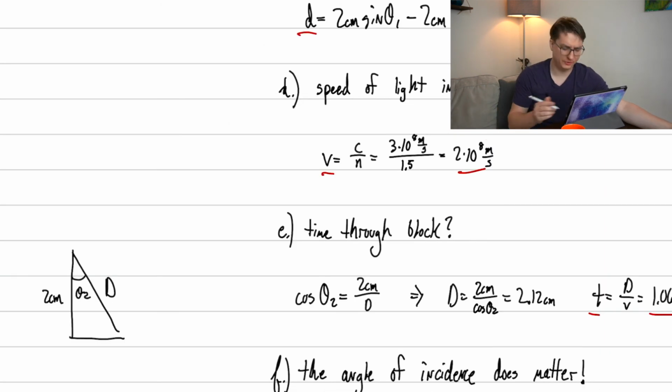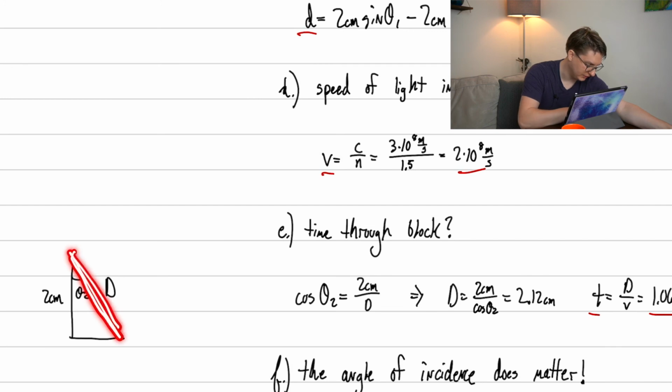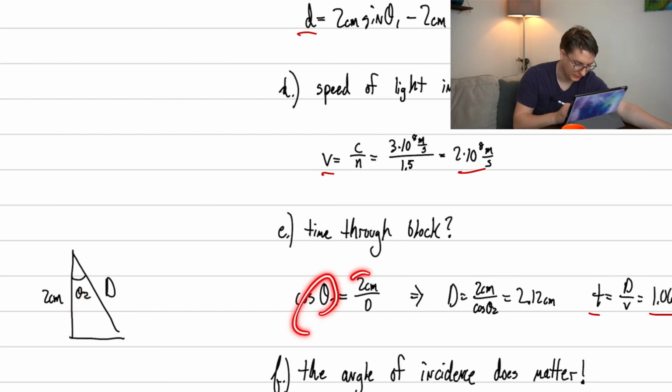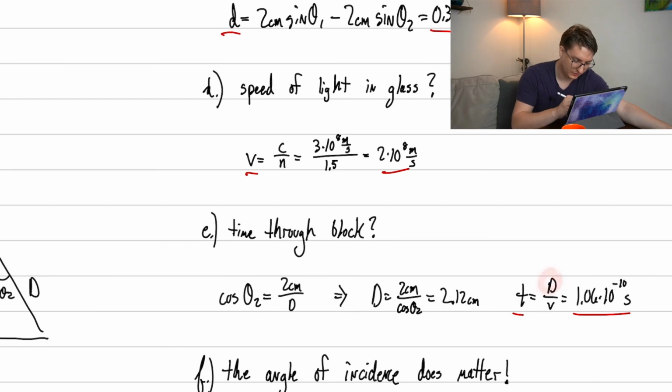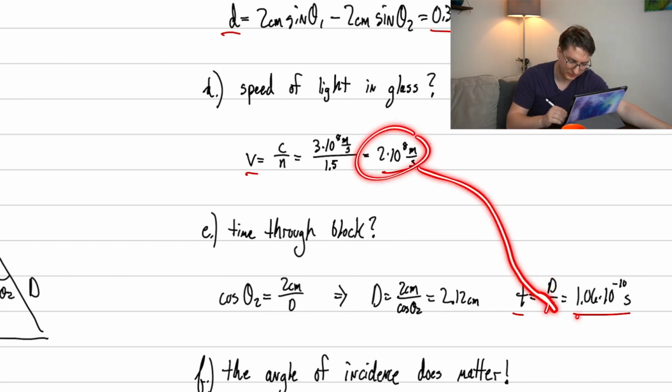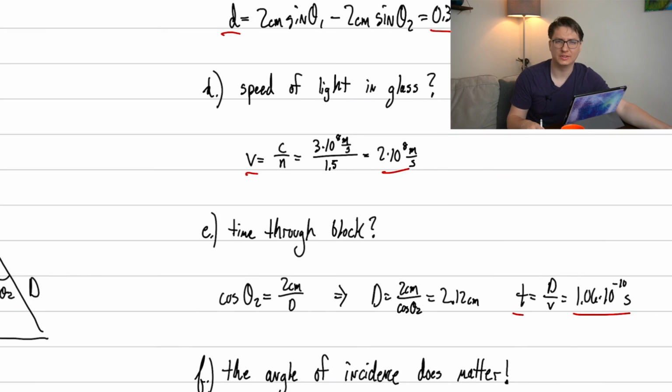So maybe we want to figure out how much time it spends going through this block. So we can draw this distance that it goes, this d at this angle, theta 2. We know this is 2 centimeters, so we can write out the hypotenuse as 2 divided by the cosine here. So the cosine is going to be the opposite over the hypotenuse. We write out the hypotenuse, 2 centimeters over cosine. So 2.12 centimeters. So now we know that distance, we got the velocity from the last problem. So it was in there for about 1/10 of a nanosecond, so pretty much instantaneous at these sort of distances.